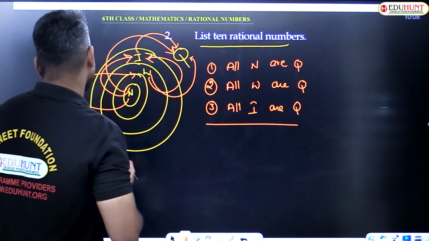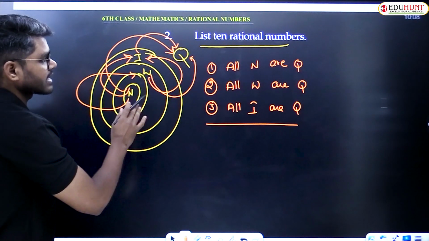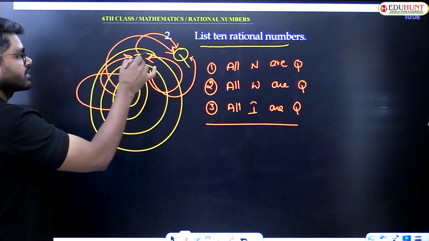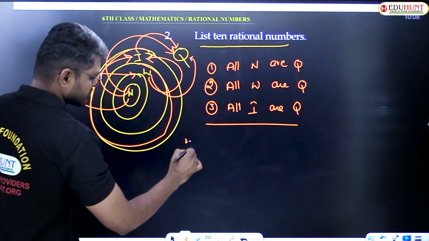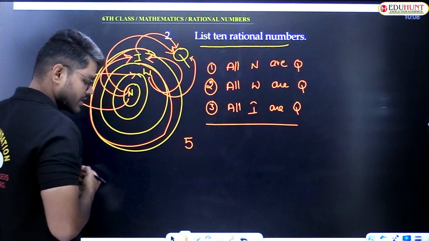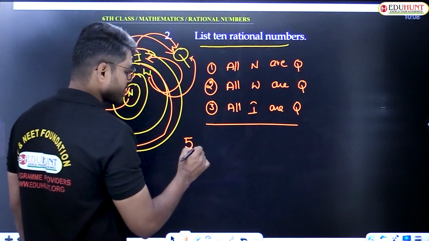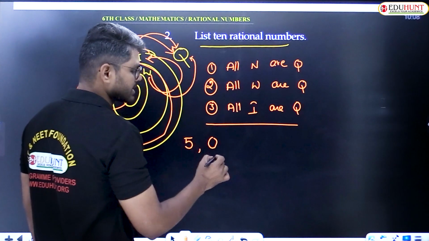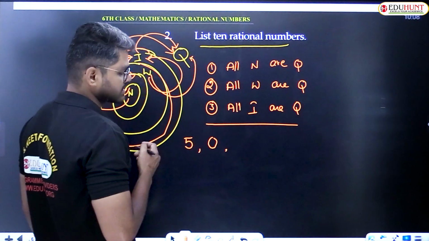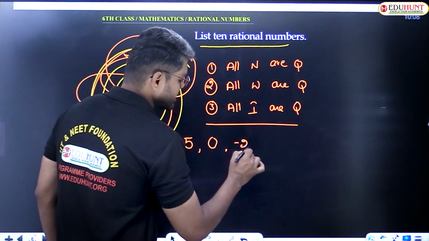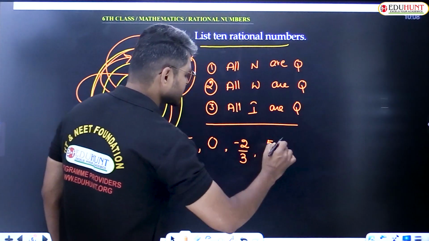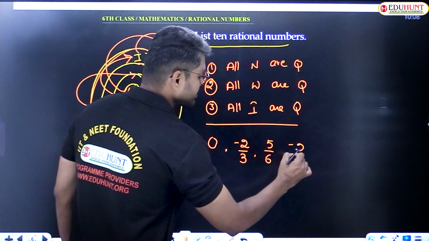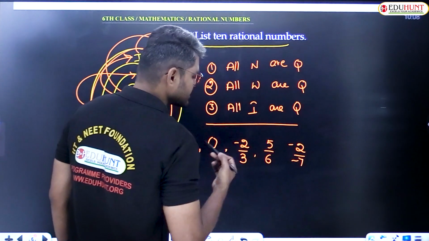List 10 rational numbers. You can write any number from these numbers. Like 5 is a rational number because 5 can be written as 5 by 1. 0, yes, it is a rational number, as we have just discussed. Minus 2 by 3 is a rational number. 5 by 6 is a rational number. Minus 2 by minus 7 is a rational number.